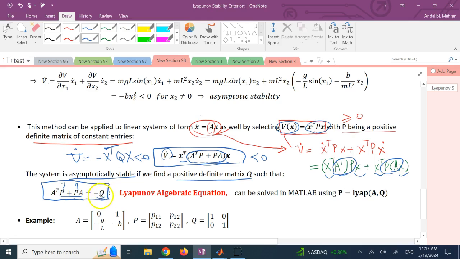And the choice of Q is arbitrary, so as long as you plug in here any positive definite matrix Q, and you can go as simple as the identity matrix, and solve for this unknown P, that is what you need to plug into V and show stability.